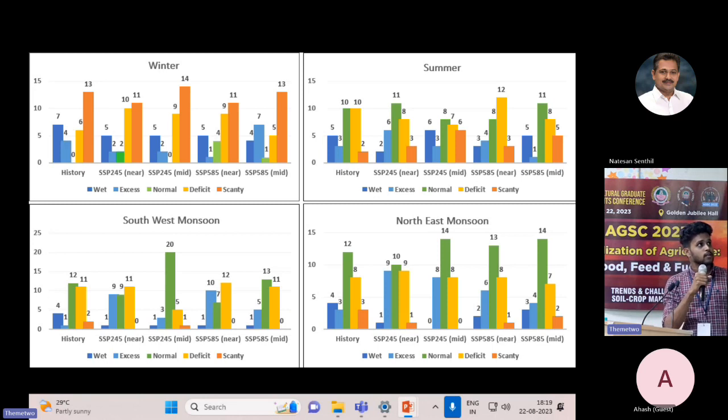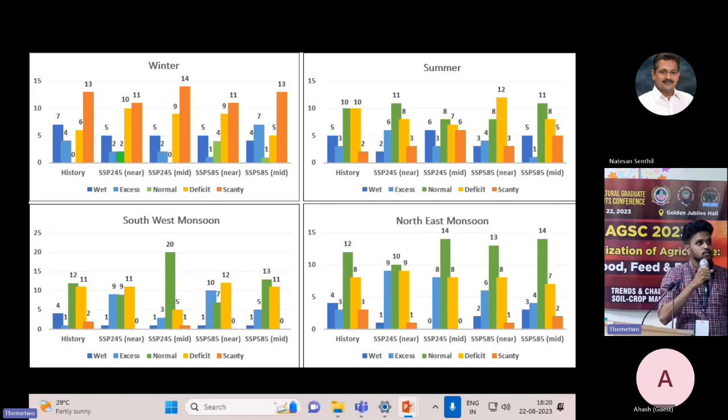Going deep into the season-wise analysis, the winter and summer are not showing much deviation, but the wet year and excess year keep interchanging. In the historical period, the winter season wet year was recorded 7 times, but in future scenarios, the wet year is recorded 5 times. Then the excess year is recorded 4 times, and the excess year keeps decreasing, but the others look similar.